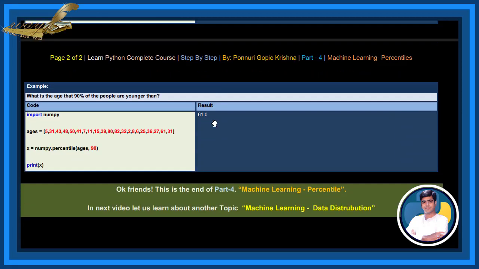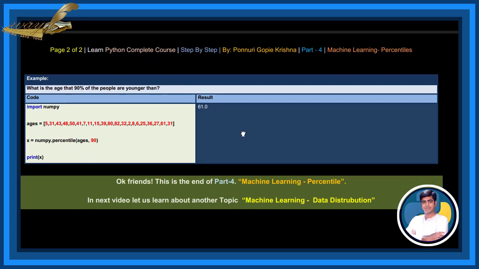What is the age that 90% of people are younger than? See, by using x is equal to numpy.percentile with 90, the result is 61.0.